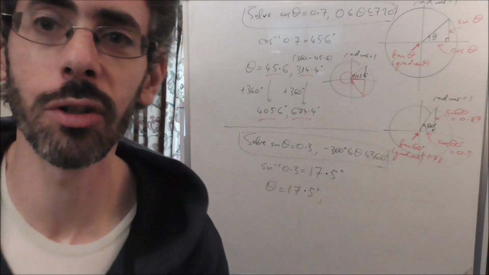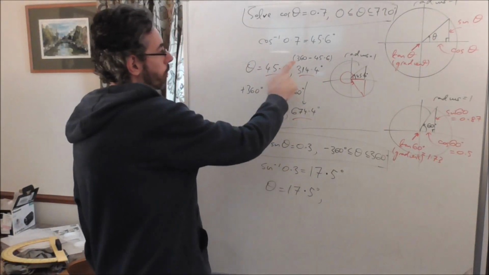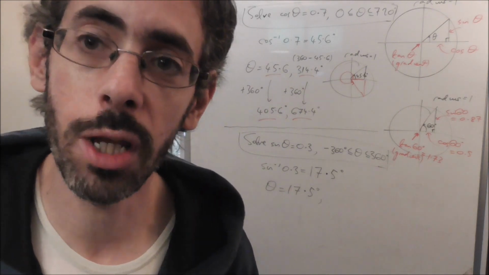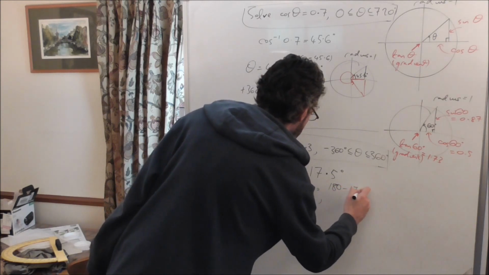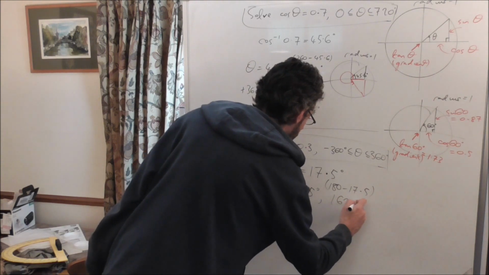Now how do you get the next biggest solution after that? Well, when it's a cos theta equation, you subtract the first one from 360. When it's a sine theta equation, you subtract from 180. So you do 180 take away 17.5. That always works, and you get 162.5.